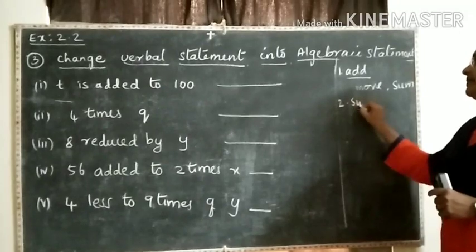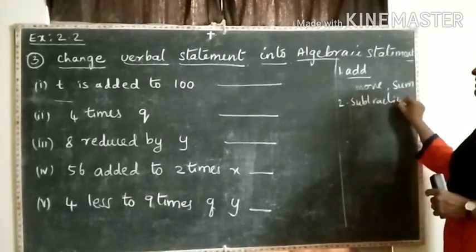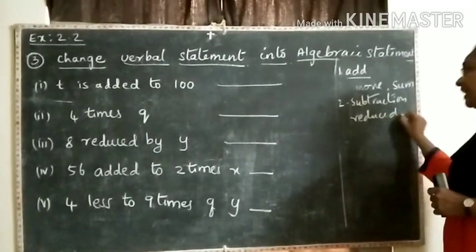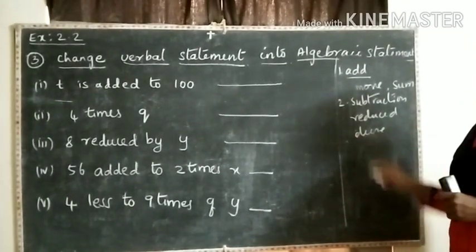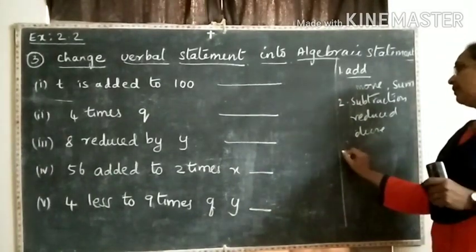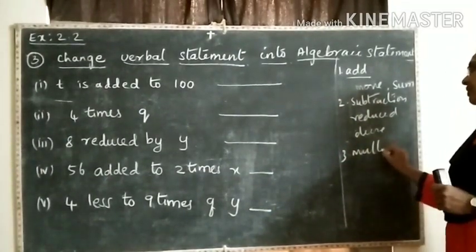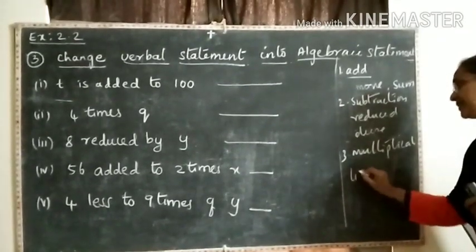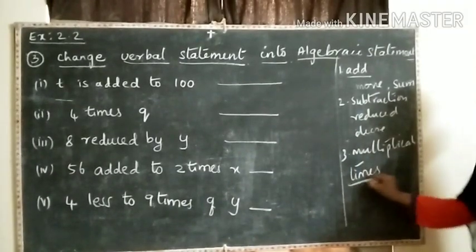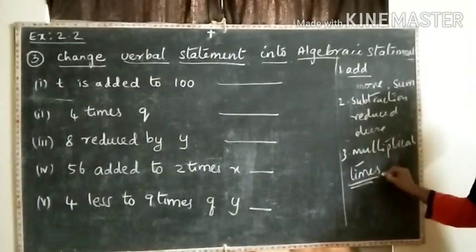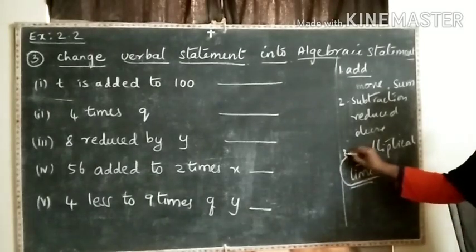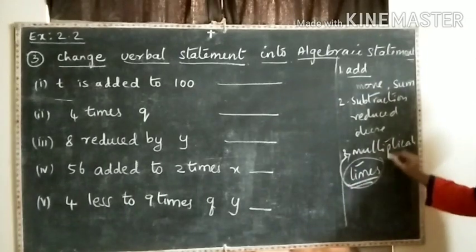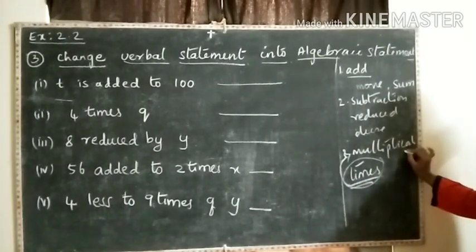Okay. For subtraction, what are the keywords we have learned in our last class? Subtraction, reduced, decreased, these are the things, isn't it? Okay. Very important, for the third one, multiplication. For the multiplication, the keyword is times. Wherever you get the keyword times, it denotes which operation? Multiplication. Okay. So this is the main keyword in order to denote the multiplication.